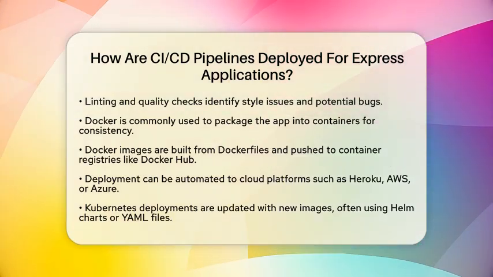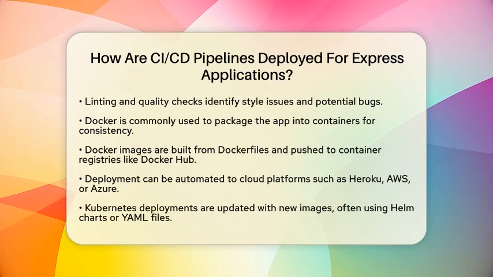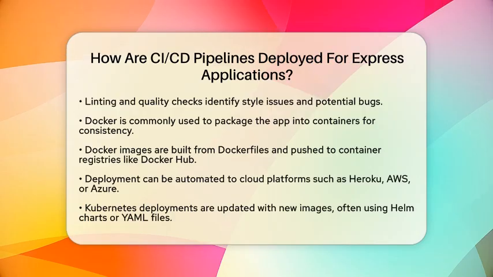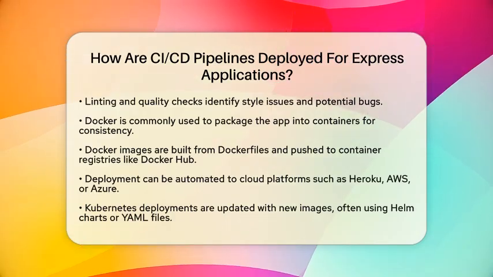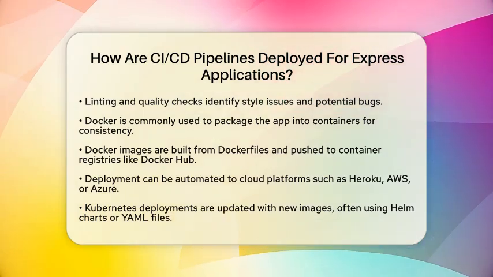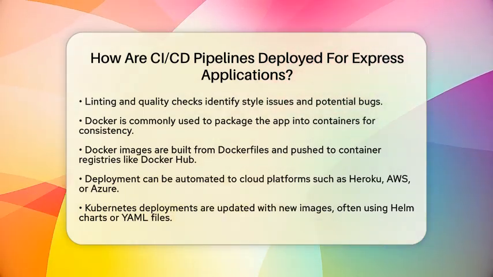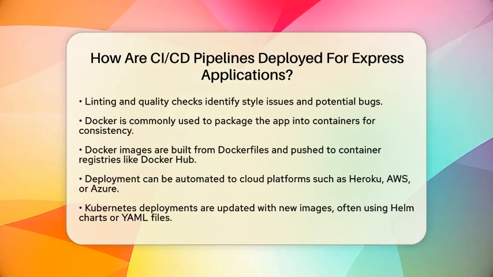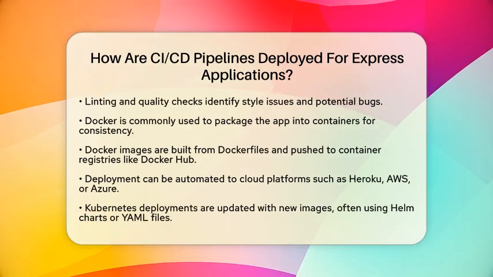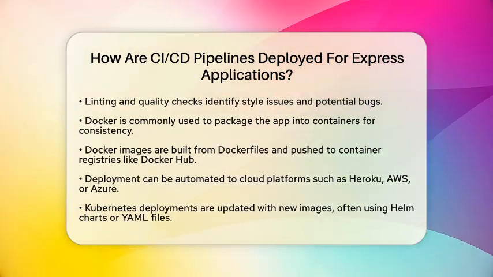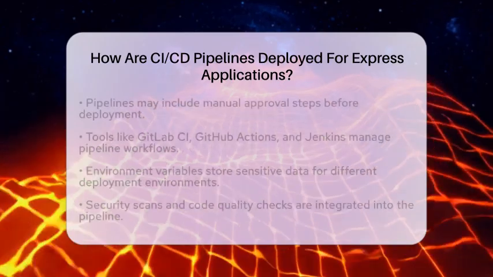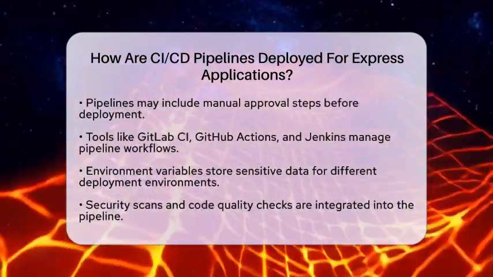After the build and test phases are successful, the deployment process kicks in. The pipeline can deploy your app automatically to cloud platforms like Heroku, Amazon Web Services, or Microsoft Azure. If you're using Kubernetes, the pipeline updates the deployment with new container images, often using Helm charts or YAML files to define how the app runs. This includes setting the number of replicas, auto-scaling rules, and ingress configurations. Some pipelines include manual approval steps before deployment, giving you control over when updates go live.